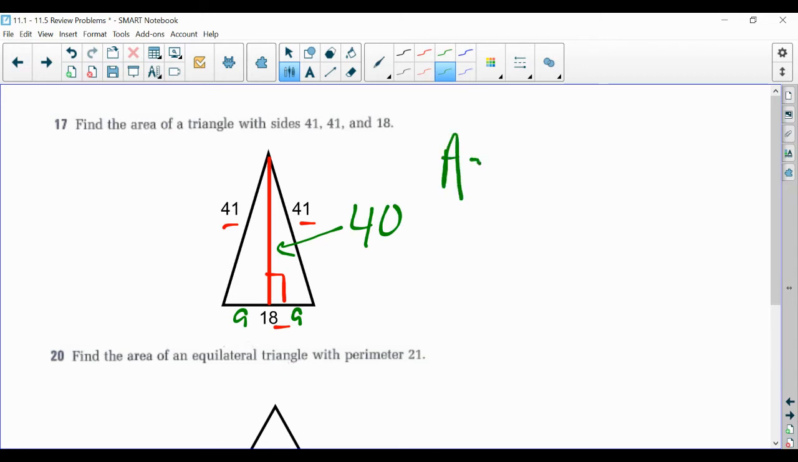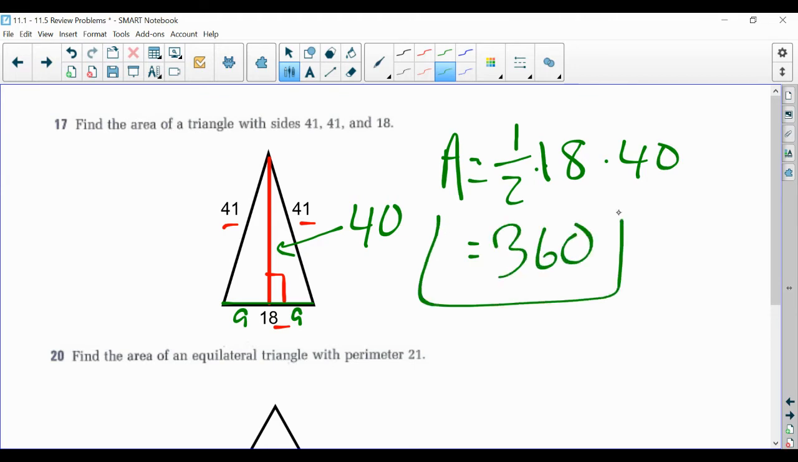So now I can say that the area of the isosceles triangle is 1/2 times the base, which is 18. And don't forget that it's 18. Don't just put 9. It's the entire base, which is 18, times the height, which is 40. And half of 18 is 9. 9 times 40 is 360. And that's where we get our answer.